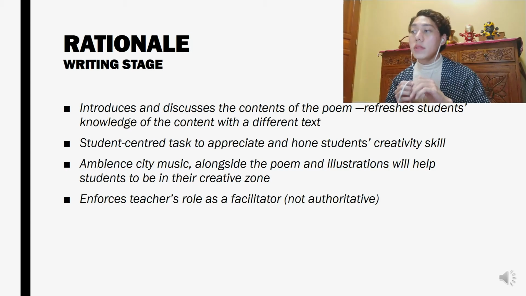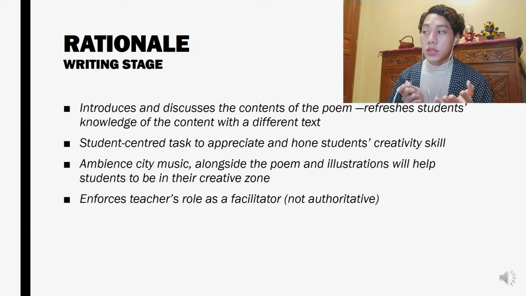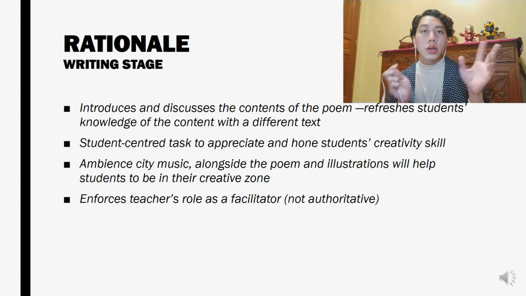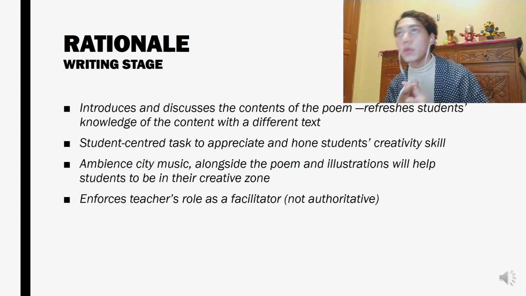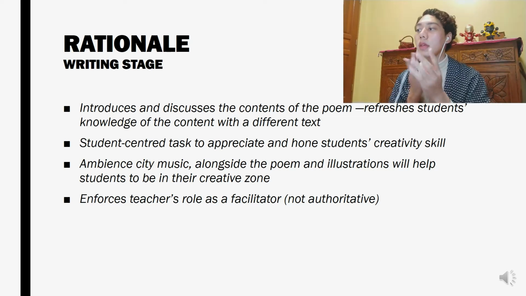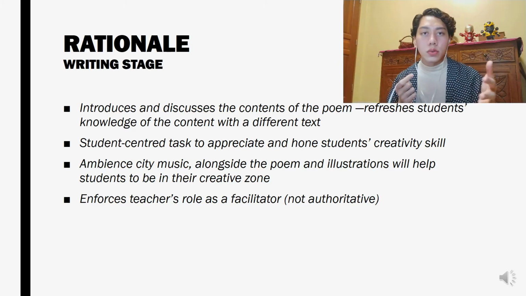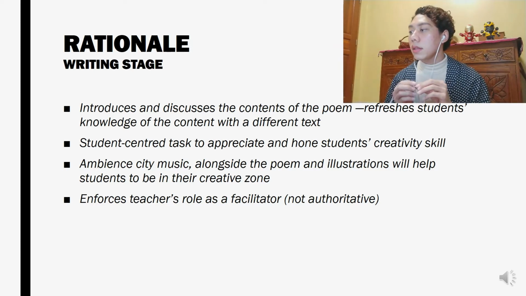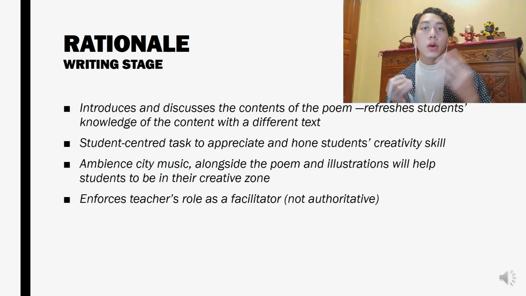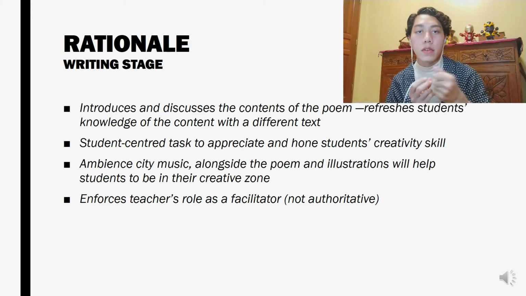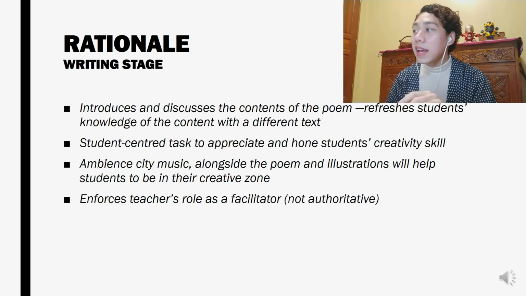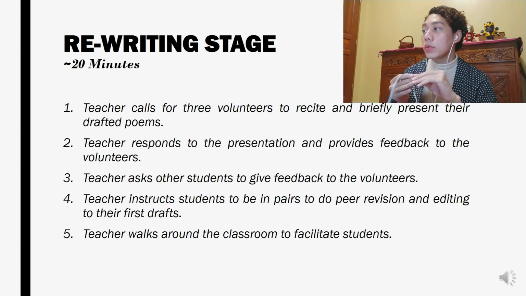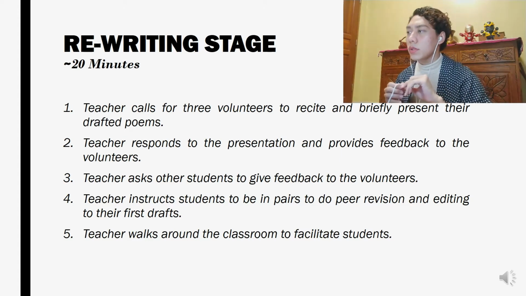And ambient city music alongside the poem and illustrations will help students to be in that creative zone. We have the illustrations and we have the model poems. Now we have what I call the ambient city music. It's just to help them get into that writing zone, just to make them imagine as if they are in that situation. And it also enforces the teacher's role as a facilitator, by walking around, and not spoon feeding them everything. So that's one.